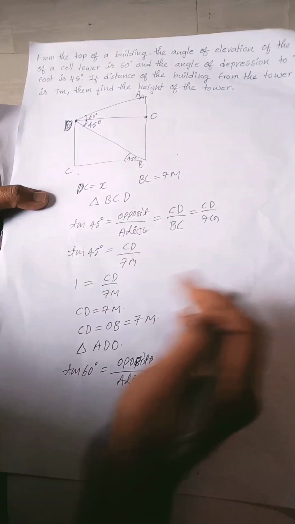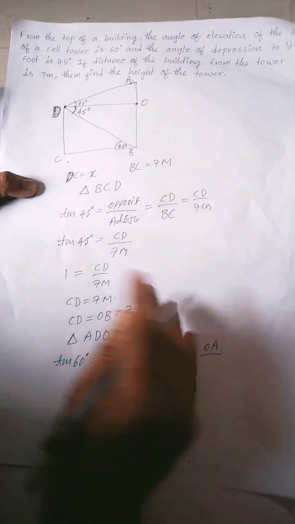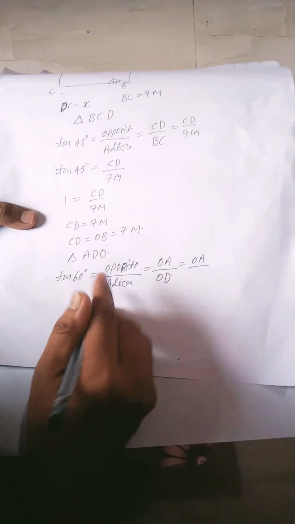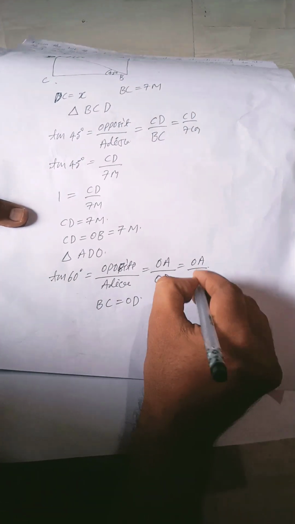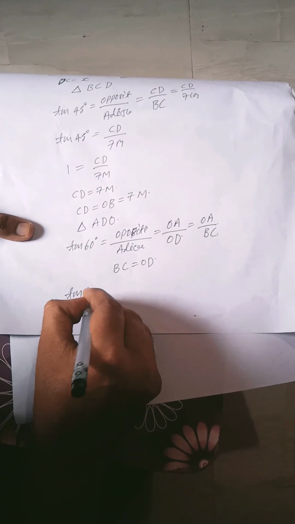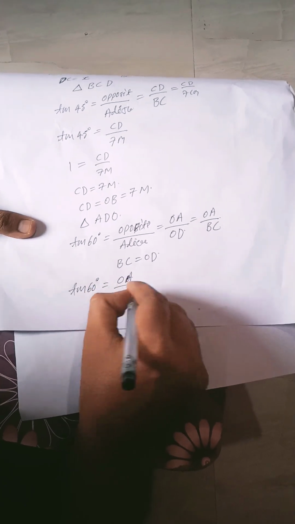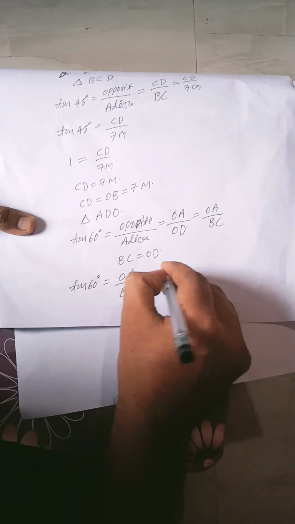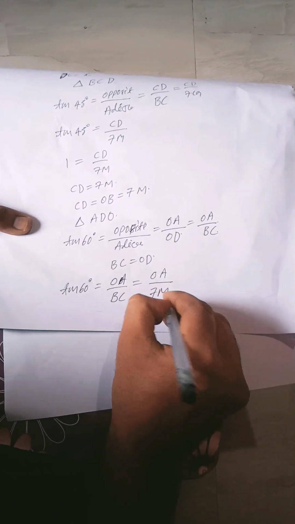OD is equal to how much? OD or CD or OB are equal, BC is equal to OD. These are BC. Tan 60 is equal to OA by BC. BC is equal to 7 meters, given in the question.